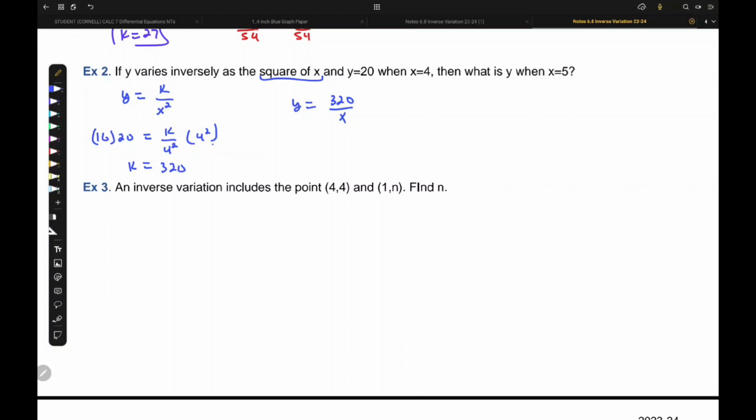From there, they're asking us, then what is y when x equals 5? So we're going to plug 5 in for x, and we get y is equal to 320 over 5 squared. I dropped a squared right here, you guys. Make sure you catch that. And so this would be 320 over 25, which is 64/5. And final answer.